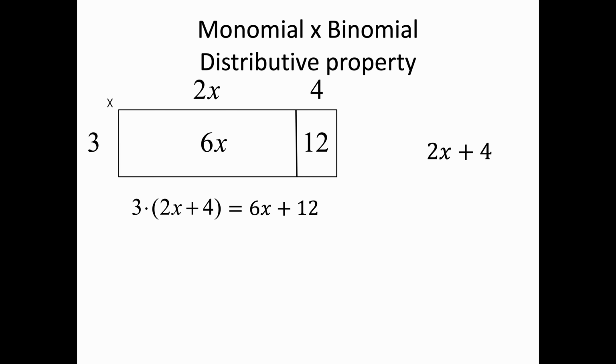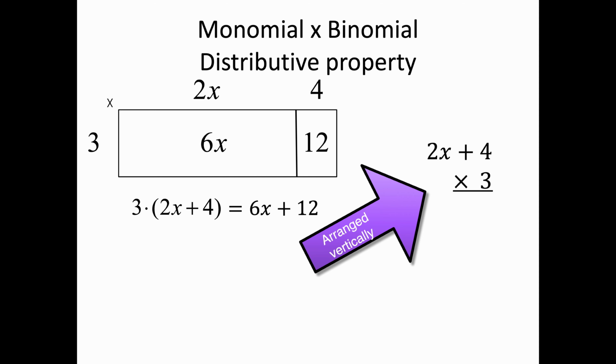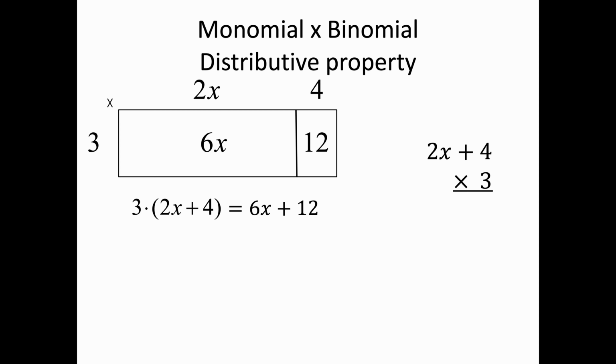Another way of arranging this multiplication is vertically, as you see on the right side of your screen, where we can multiply 2x plus 4 times 3. And to do that, we would multiply 3 times 4, and then 3 times 2x to get 6x plus 12.